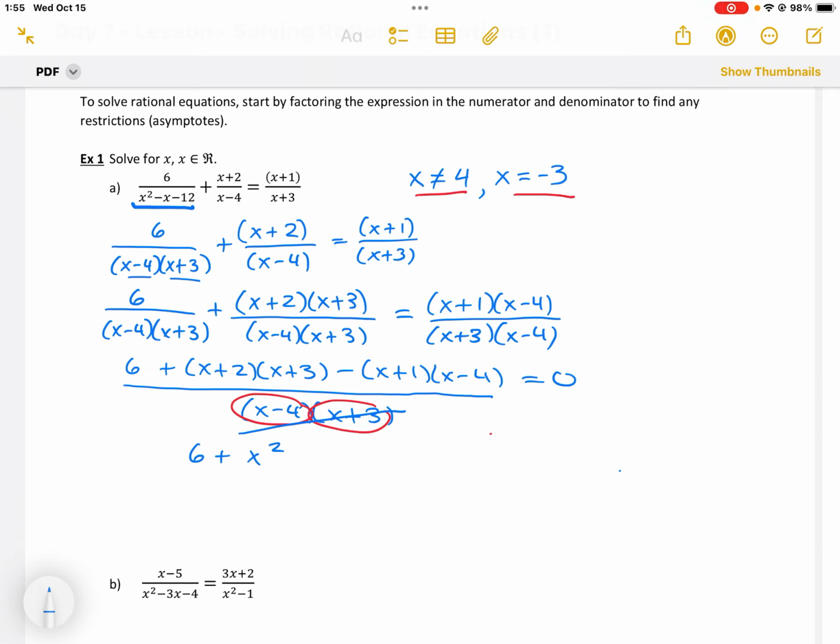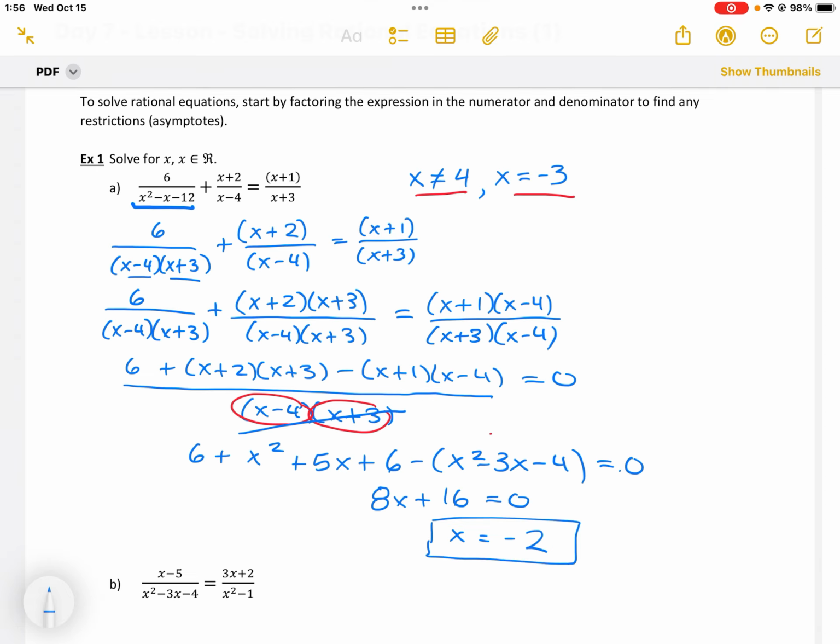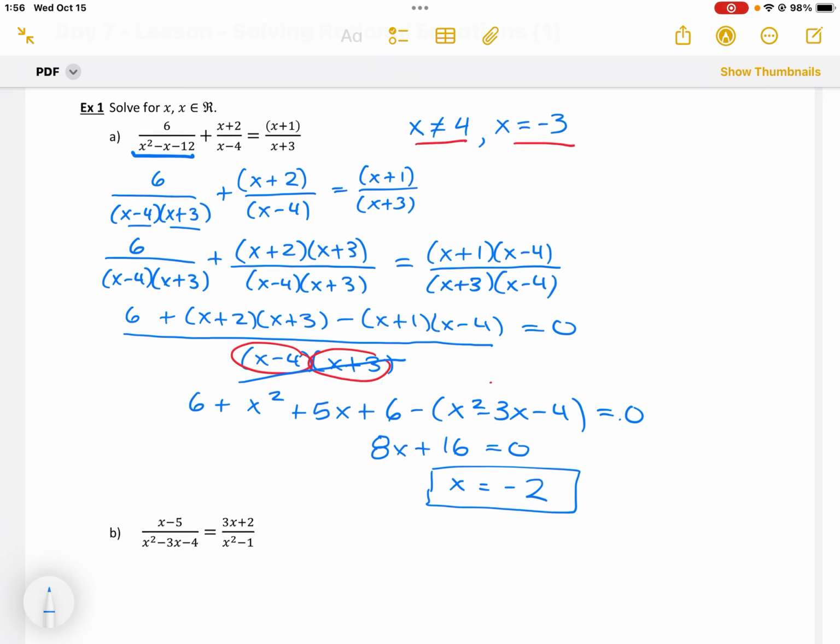I've got x squared plus 5x plus 6. I'm taking away all those terms from the (x plus 1)(x minus 4), and those are all equal to 0. When I simplify and collect like terms, I'm left with 8x plus 16 equals 0. When I solve that, I get x equals minus 2, which is my solution, which is not one of my restrictions. So it is a valid solution.